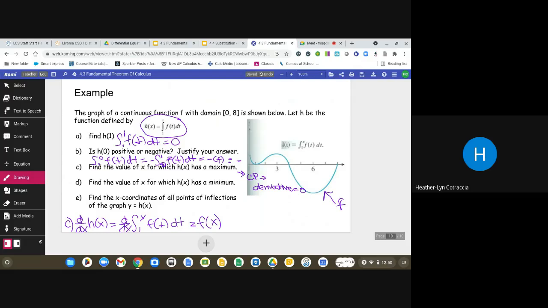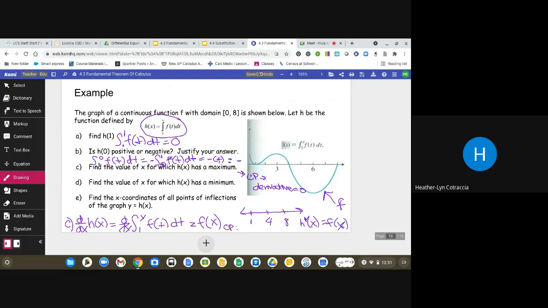Now, I need to do a sign pattern picture with my critical points. Critical points is when your derivative equals 0. Again, the derivative of h of x is f of x, so you're looking at a derivative graph right now. So it equals 0. My critical points are 1, 4, and 8. You're looking at the derivative.